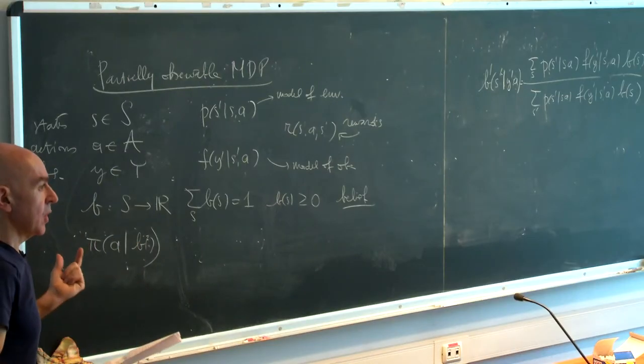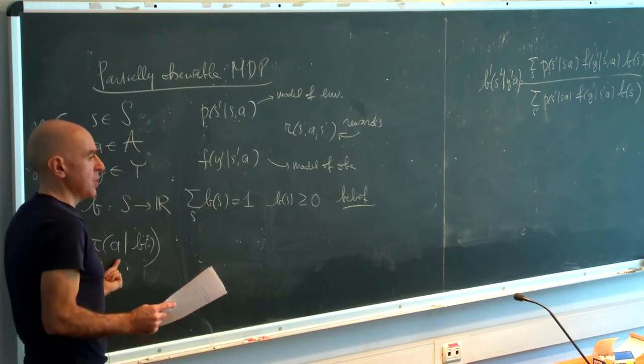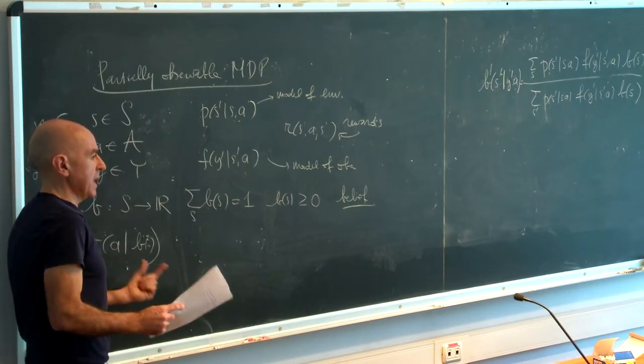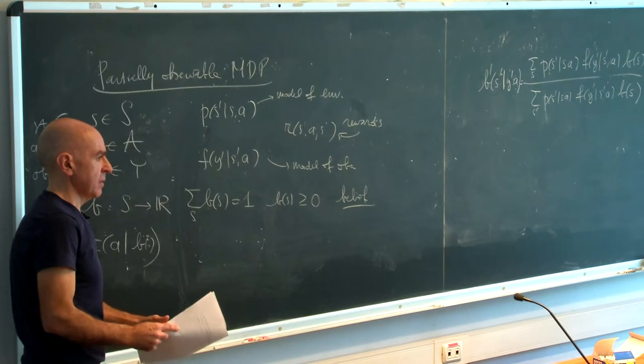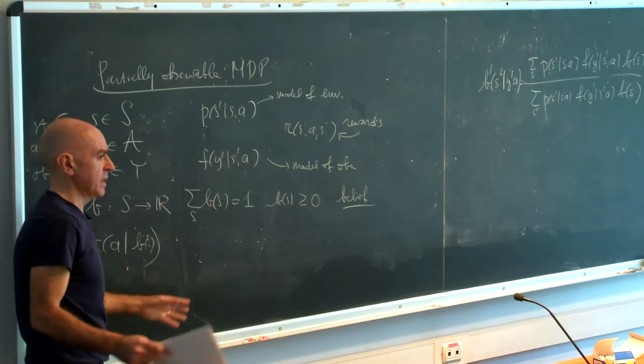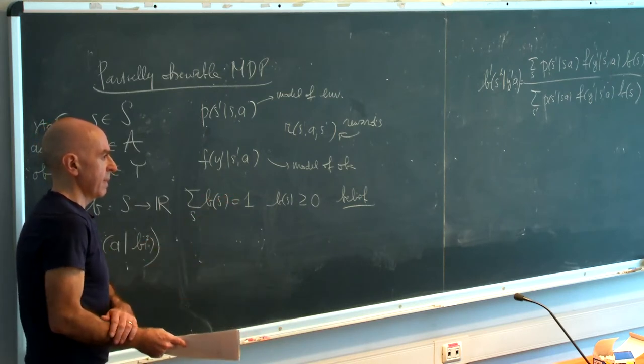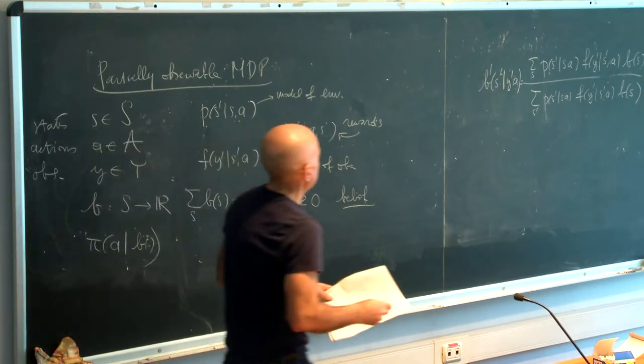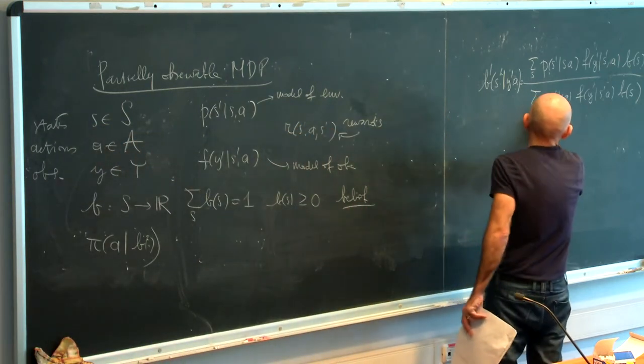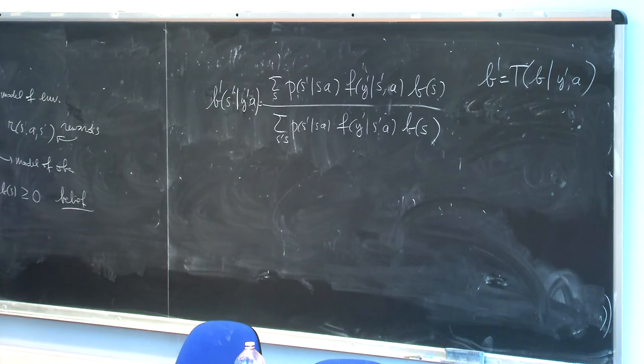So now this policy is a probability distribution which depends on continuous variables, because beliefs are probability distributions. Normalization requires two summations. Okay, so this is the policy.